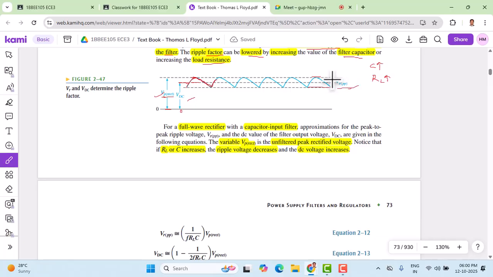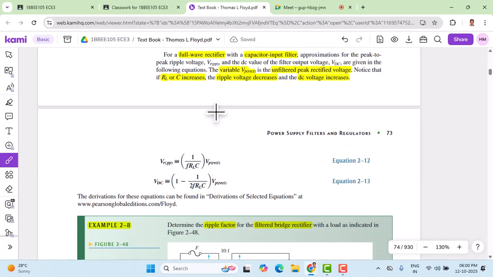Now to calculate ripple, we need the peak to peak value of this, and the DC of this. The ratio of this and this gives me the ripple, and we expect that to be as small as possible. So for the full wave rectifier with the capacitor input filter, we approximate the peak to peak ripple voltage VR peak to peak. The DC value of the filter output voltage is VDC, and VP rect is the unfiltered peak rectified voltage. We already explained that. If R times C increases, then the ripple voltage decreases and the DC voltage increases.